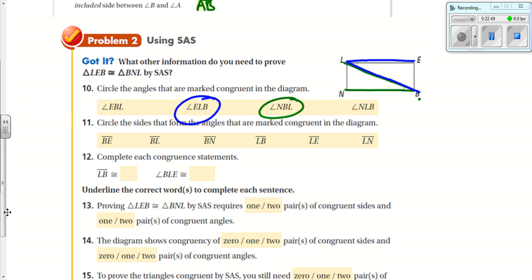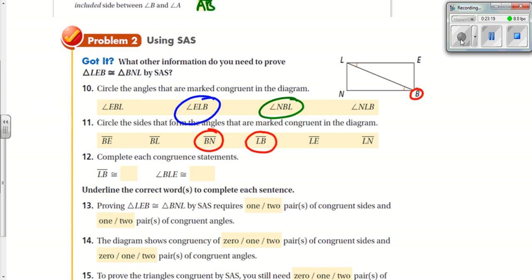Then it says circle the sides that form the angles that are marked congruent in the diagram. Circle the sides that form the angles. Okay, so taking a look at angle B right here, I have NB and BL, so we're going to find the ones that match that. So I've got BN, and we said BL or LB. And then I have LE up here for this one. So it's these sides right here. Those form the angles.